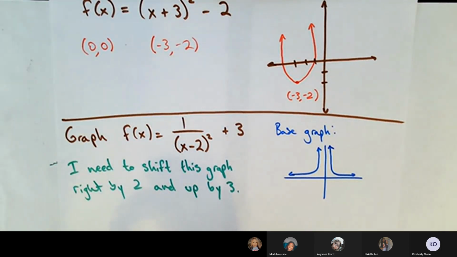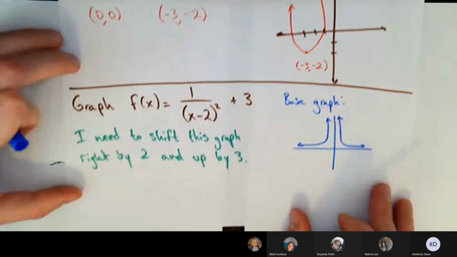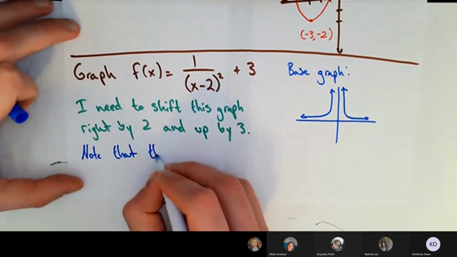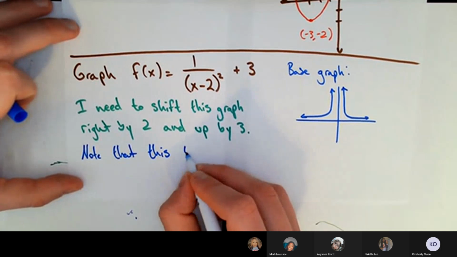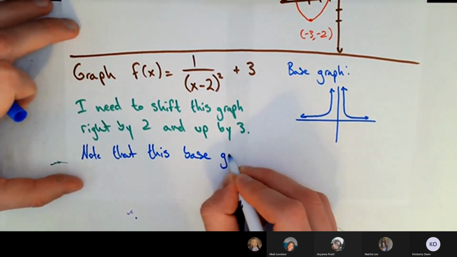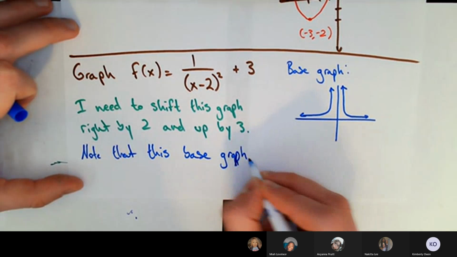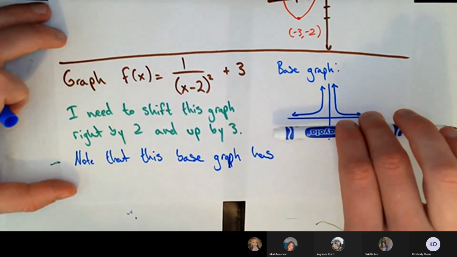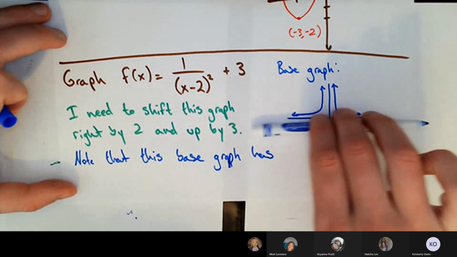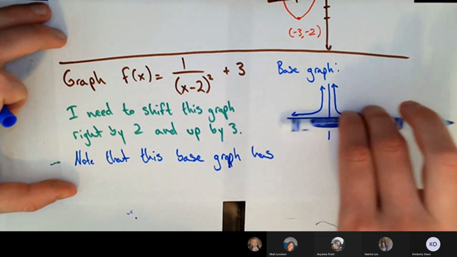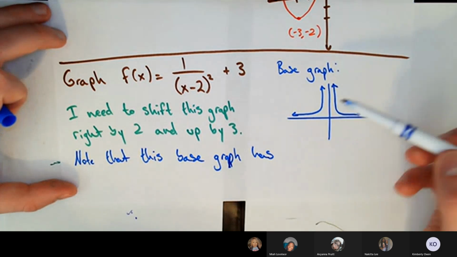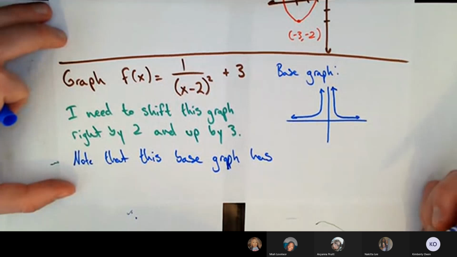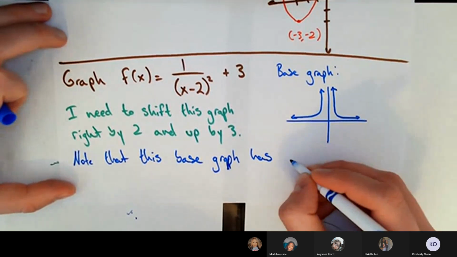So what we have to note is this base graph has asymptotes, and asymptotes, if you don't remember, are lines on the graph that the graph of the function will never cross. It approaches, it gets very close, but it never crosses them. So this thing has asymptotes.